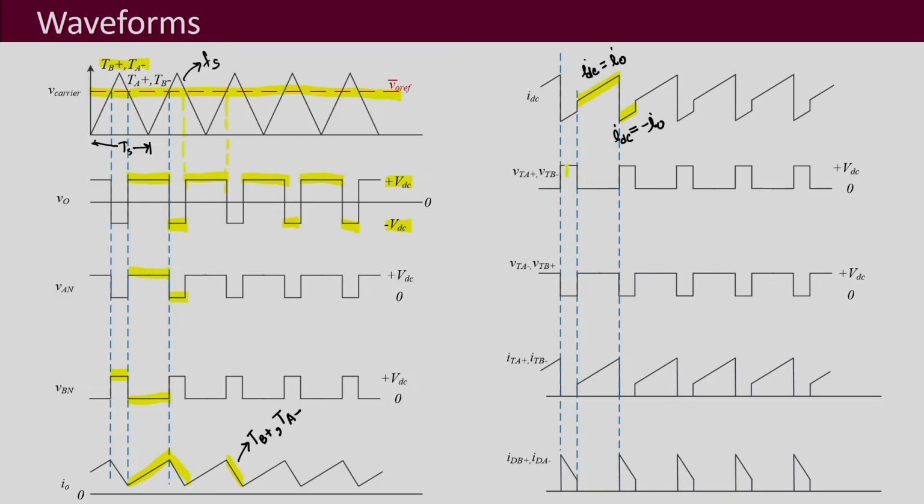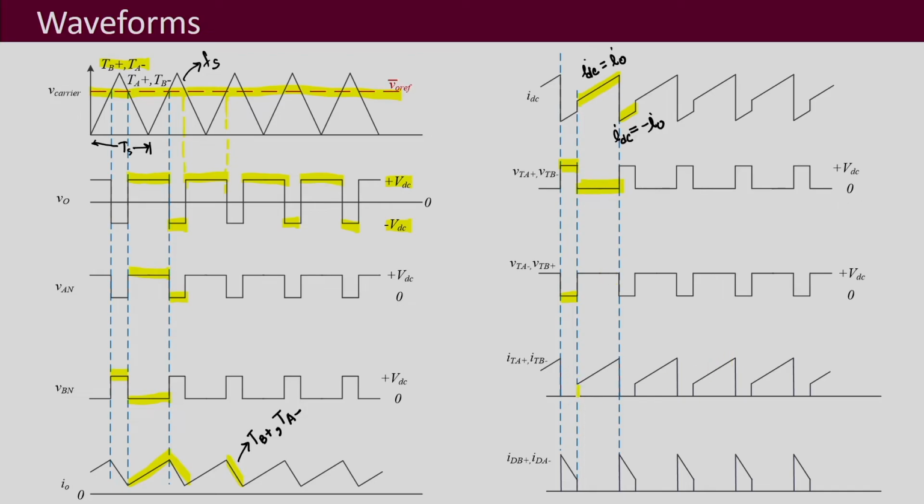Okay. Then the device voltages. Now the blocking voltage of TA plus and TB minus, whenever they are not conducting, will be equal to VDC, else whenever they are conducting, for the ideal case it will be 0. And similarly you can draw the other waveforms also, VTA minus and VTB plus. Whenever they are conducting, 0, not conducting, blocking voltage is VDC.